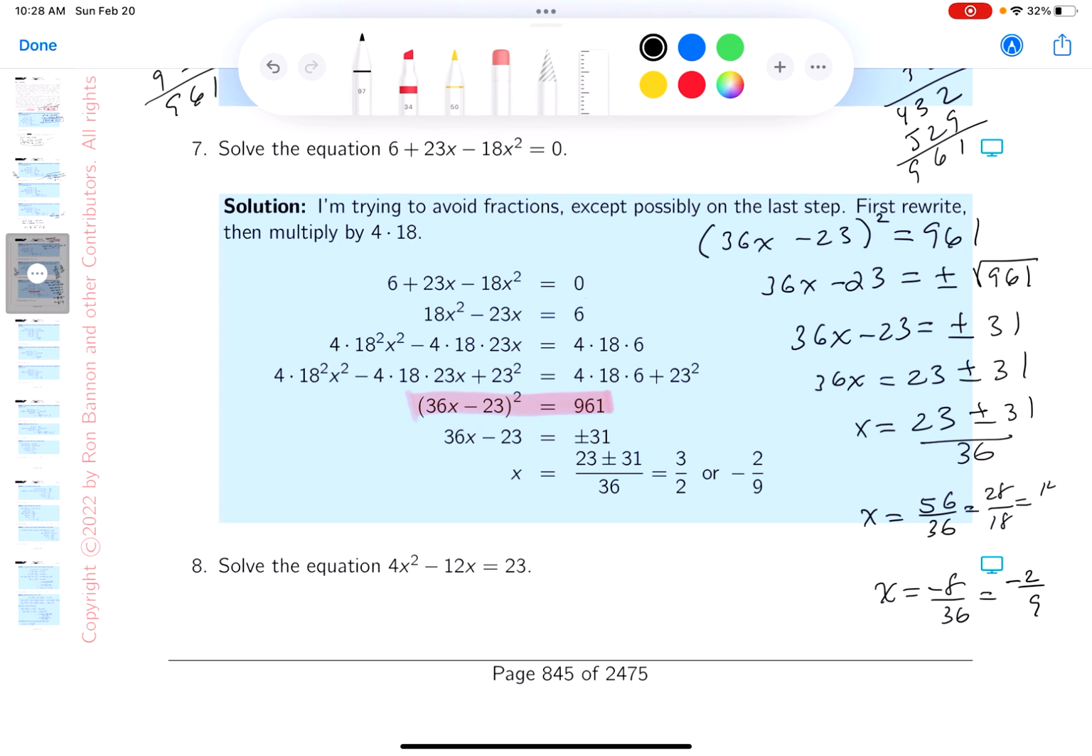I think I made a mistake somewhere. Let me take a look at it. 23 plus 31 is... oh, I see it now. It's 54. Made a mistake. 54 over 36. Divide through, what do you get? Well, 18 over 36... I'm going to divide by 2, 27 over 18. Then I'm going to divide by 9, and I get 3 over 2. Do we get the same answers? Of course we do.